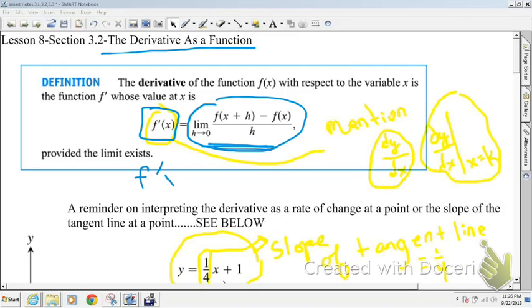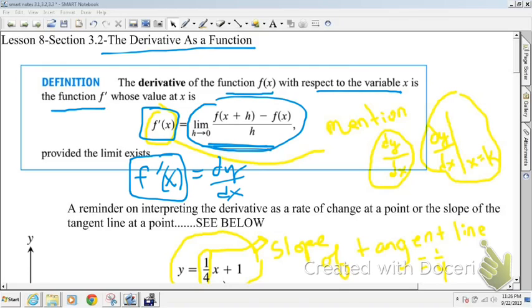So we could say f prime of x. We could also say dy dx. But when you use that f prime of x notation, you're sort of using function notation. So the derivative of a function f of x with respect to the variable x is the function f prime, whose value at x is this. So just be aware that we might be using the dy dx notation or the derivative notation.